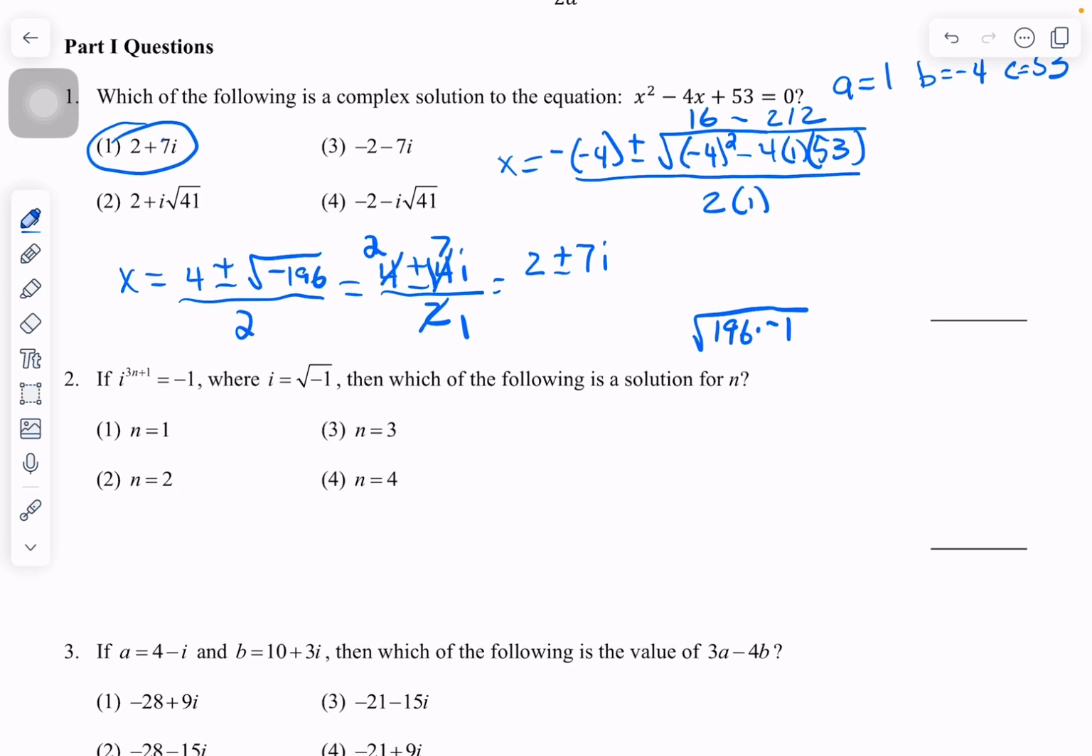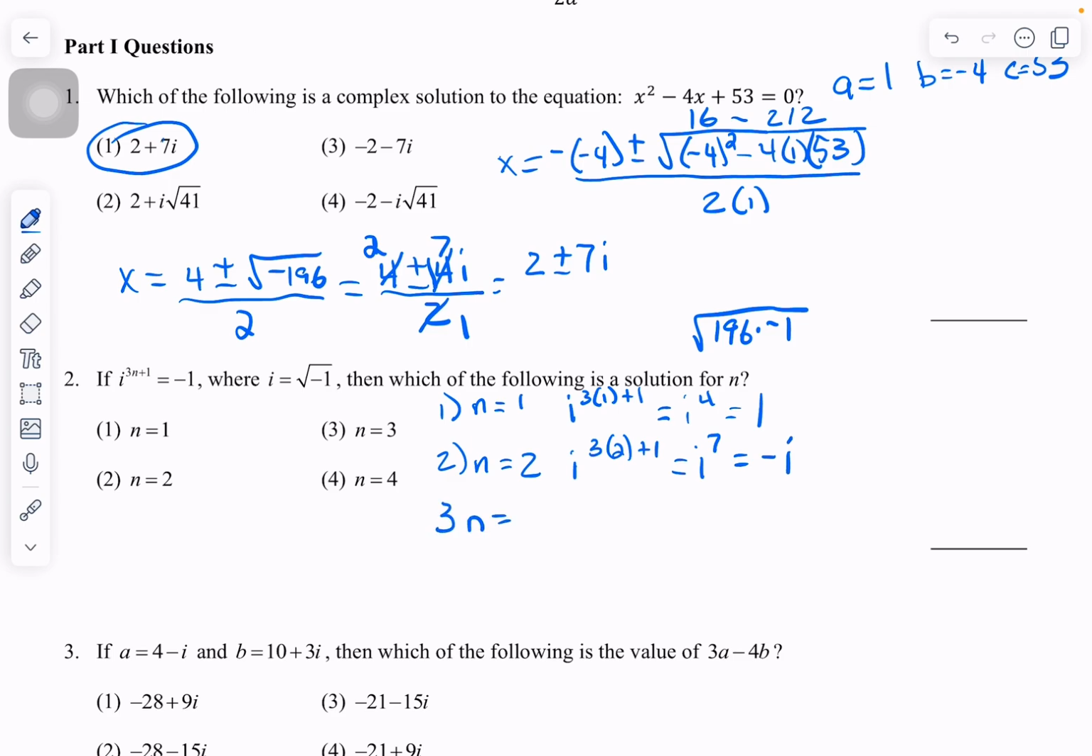All right. This one, I would just plug all of these into your calculator. Make sure that the mode's on a plus bi mode, right? And so for 1, I would use n equal to 1, and I would do i raised to the 3 times 1 plus 1, which is equal to i to the 4th, which is equal to 1. For 2, n is equal to 2. We have i to the 3 times 2 plus 1, which is equal to i to the 7th. And then you put that in your calculator. This one comes out to be negative i.